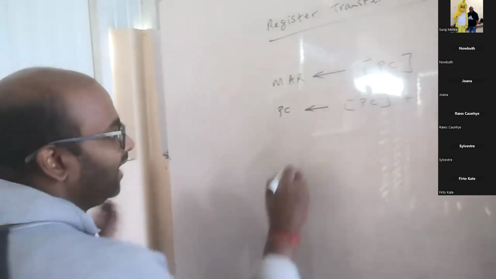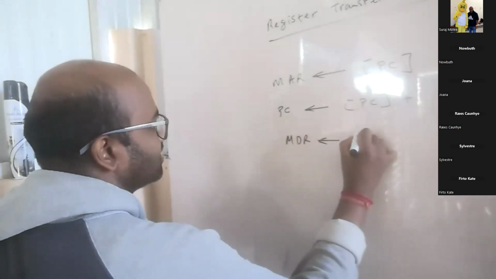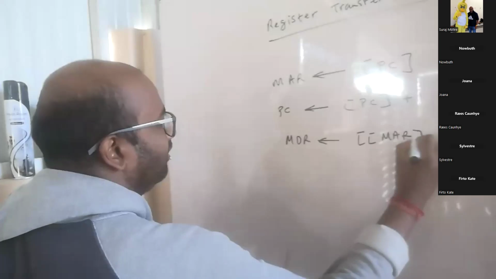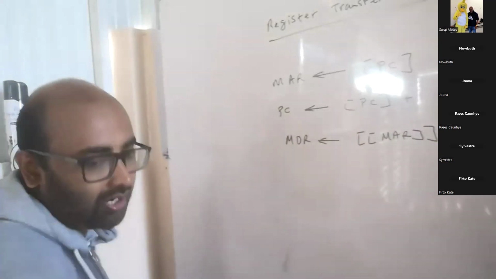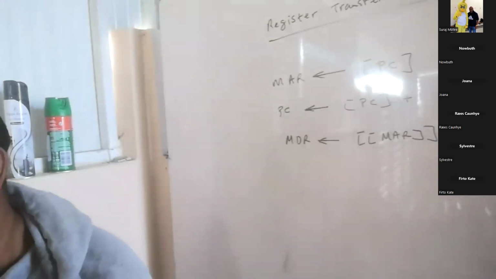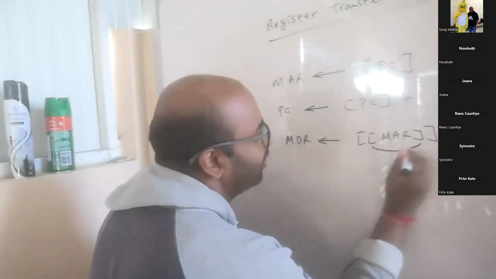Next, MDR has square bracket square bracket PC like this, and we're transferring it to MDR. What does that mean now? That is two single brackets, because the first single bracket inside will look at the address.